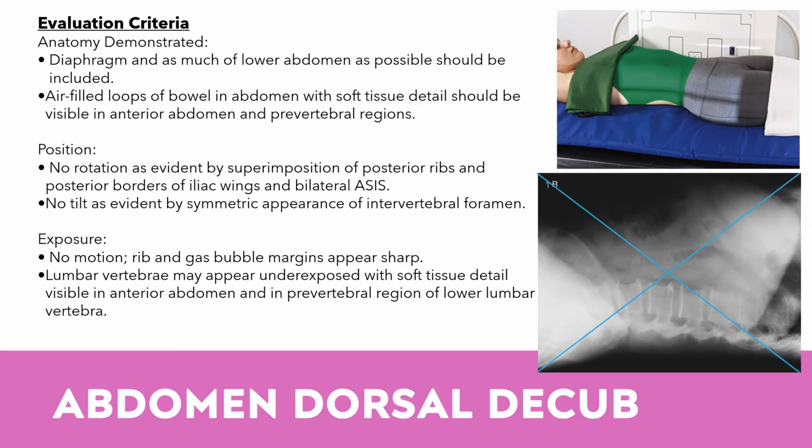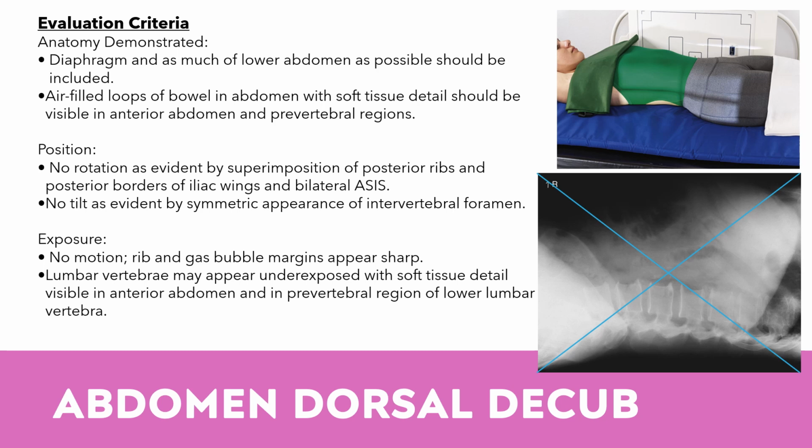Abdomen dorsal decube, again, this is a decube, so it should be 2 inches above the crest for centering and then at midcoronal plane. Evaluation criteria, anatomy demonstrated: diaphragm, as much of the lower abdomen as possible should be included. Air-filled bowel loops in the abdomen with soft tissue details should be visible in the anterior abdomen prevertebral regions. Position: no motion as evident by superimposition of the posterior ribs and posterior borders of the iliac wings and bilateral ASIS. No tilt as evident by symmetric appearance of the intervertebral foramina.